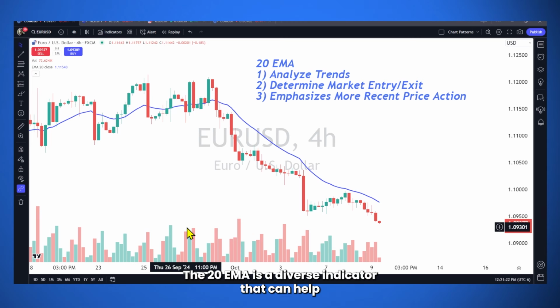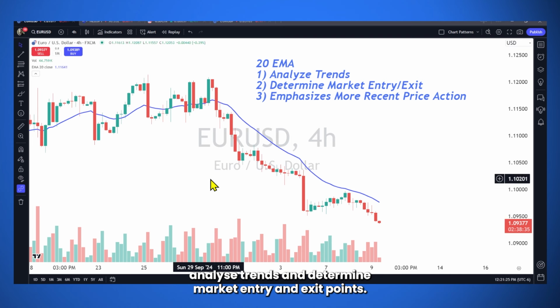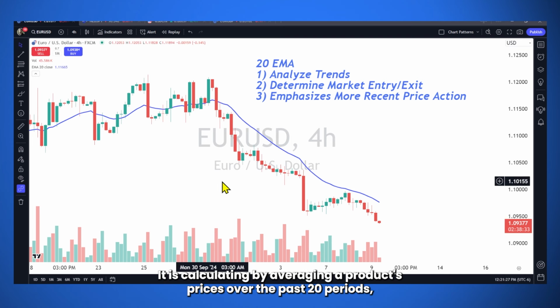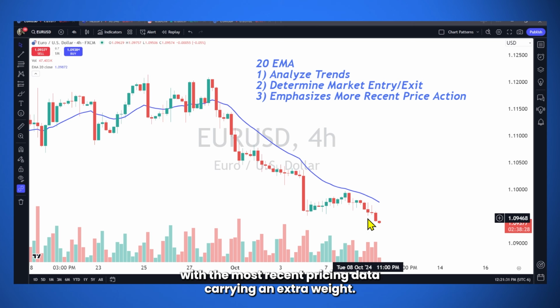The 20 EMA is a diverse indicator that can help analyze trends and determine market entry and exit points. It is calculated by averaging a product's prices over the past 20 periods, with the most recent pricing data carrying an extra weight. Now, this weighting is why many traders prefer an EMA to an SMA. It's more responsive to current price action.